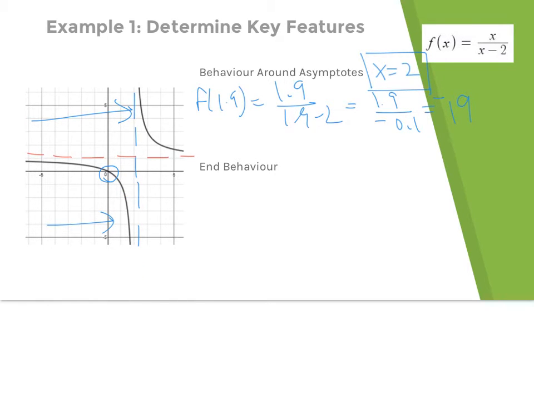Alright, let's look at it from the other side. I'm going to try f at 2.1 and see what happens. I plug the 2.1 in on the top, and 2.1 minus 2 on the bottom. Evaluating f at 2.1, I end up with 21. That's a positive number. So as I'm coming from the right-hand side on my graph, f close to 2 but not at 2 is going to be positive.